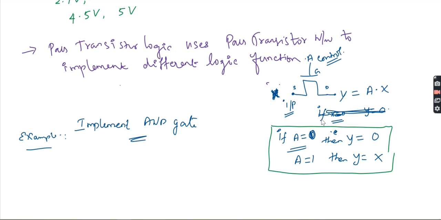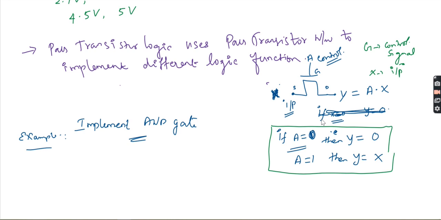So in the pass transistor, the gate is always the control. G is a control signal. The gate gets controlled, and X is nothing but your input, always. Now let us implement the AND gate here in the same way.